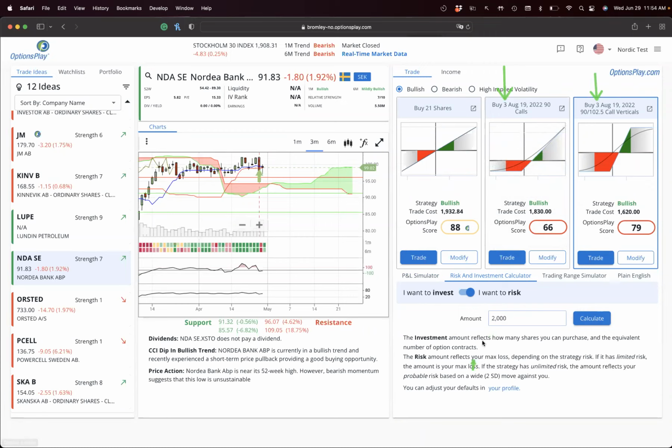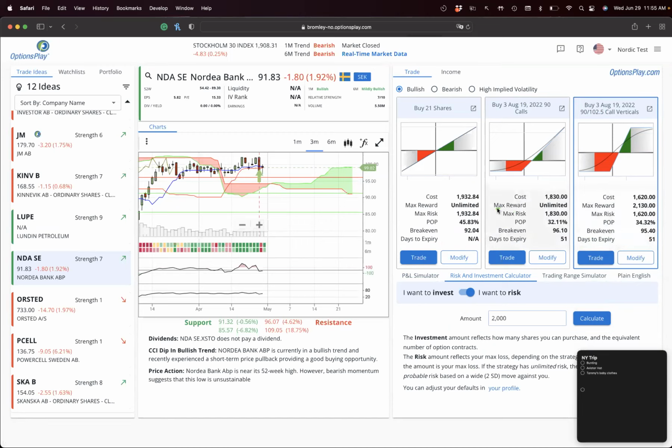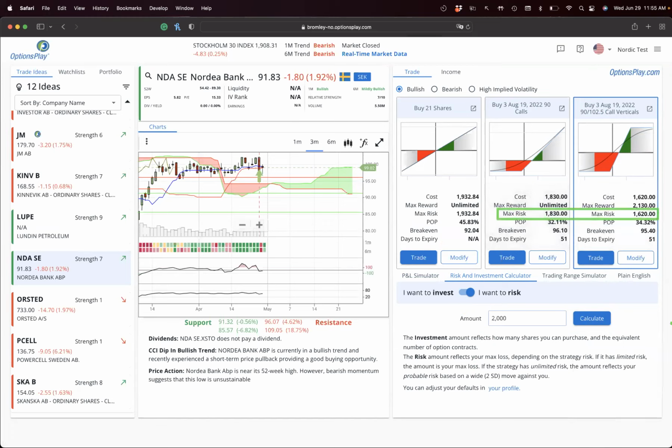So what it does is it basically automatically populates this to 2,000, switches this to risk, and all you have to do is click on the calculate button when you are about to place a trade, and it will tell you how many contracts you can trade. And if you do so, as you can see, your trade cost will be just under the 2,000 crowns. In this particular case, your max risk is just under 2,000 crowns in both of these scenarios.